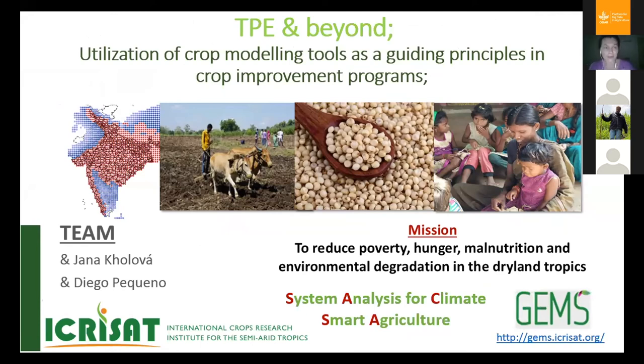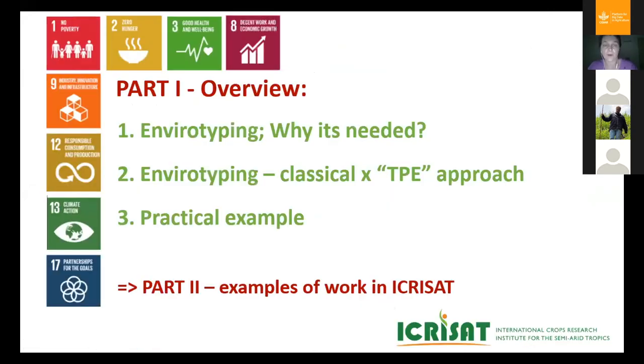It looks like we have a good crowd out there, and as Annabelle was saying, the first part will be taken care of by me and Diego. So TP and beyond, let's begin. I will go about the overview of the first part a little bit generically, because a lot of the audience didn't actually have experience with this type of analysis. So why it is needed is the first part. Then we will look at the classical approaches, which maybe many of you are using now, and how this TP kind of approach could bring some novelty to whatever people have been doing before. And my beloved practical example from the private breeding sector, which is very well documented. And then we will take a deep breath and go to part two.